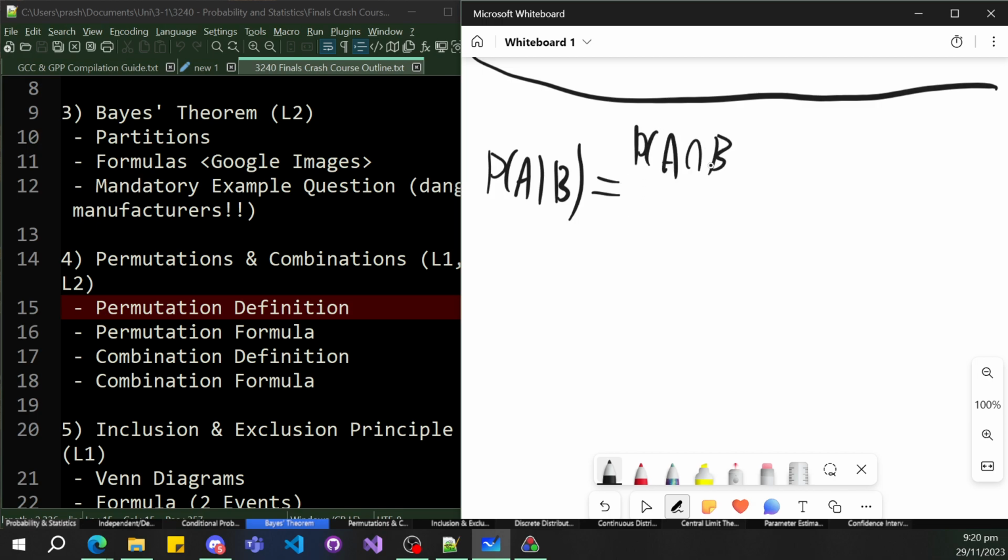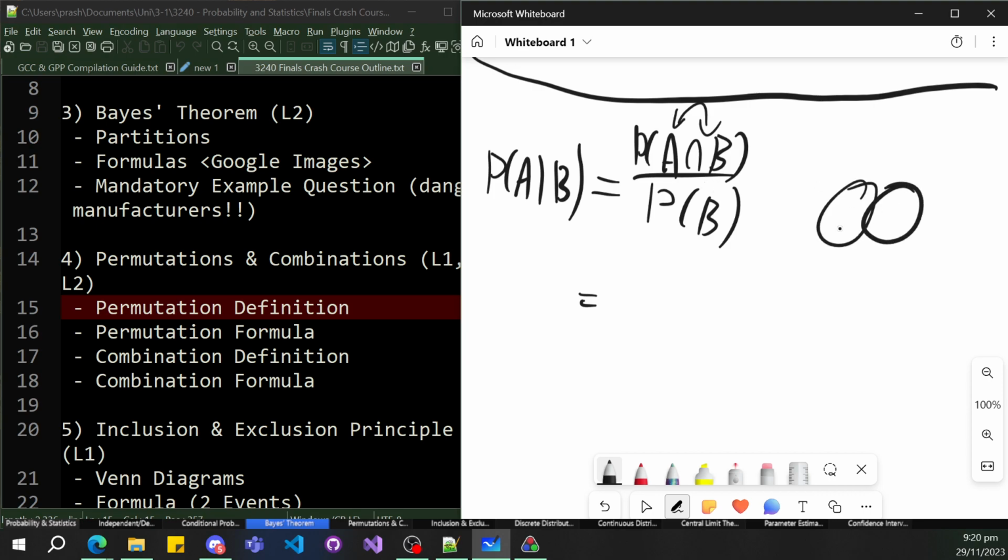P(A intersect B) over P(B). This is the same formula from above. What I'm going to do now is swap A and B on top, because if you have two events, you should draw it like that. A intersect B is still the same as B intersect A, and we can use that fact. So that's P(B intersect A) over the probability of B.